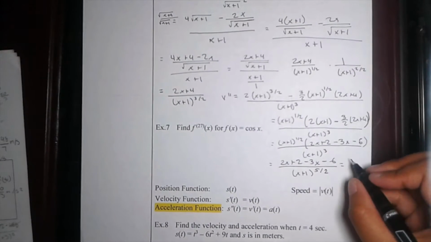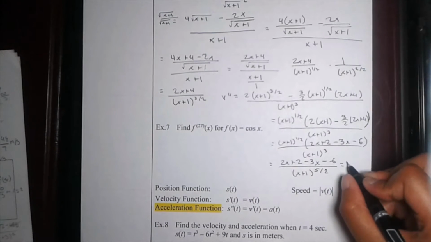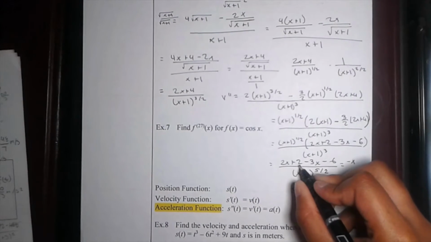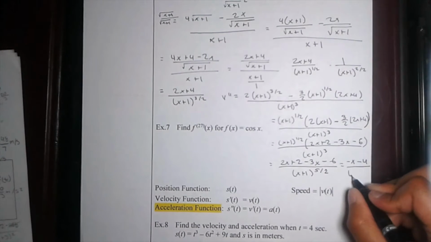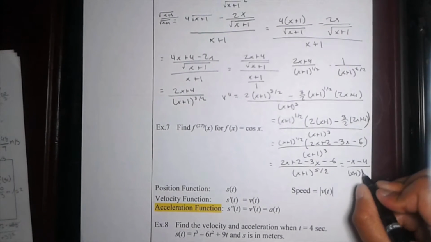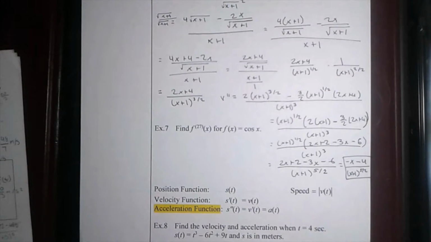And then you simplify the top. 2x minus 3x is negative x. 2 minus 6 is negative 4 over x plus 1 to the 5/2. And that's your final answer. That is the second derivative for 4x over square root of x plus 1.